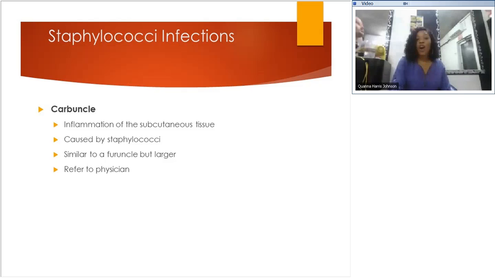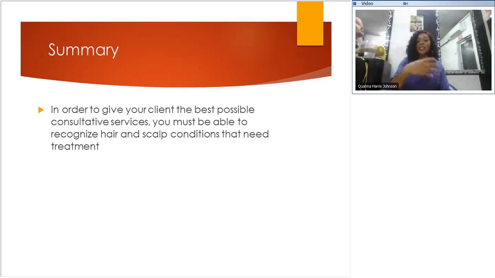Before we move on, we are going to look at the summary. In order to give your client the best possible consultative services, you must be able to recognize the hair and scalp disorder condition that needs treatment. Remember, you can treat all of the hair disorders that were mentioned in these sessions, but you cannot treat all the scalp disorders that are in the session.